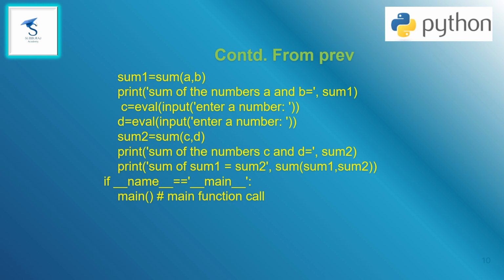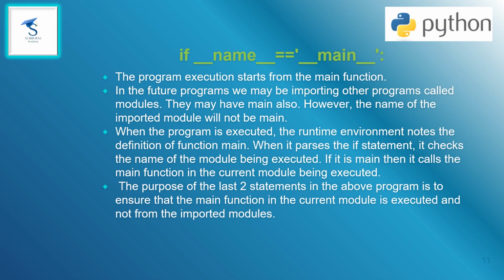If name is equal to main, this is another way of writing, the right way of writing. I'll explain the reason just now. The program execution starts from the main function. In the future, a program may be importing other programs called modules. They also may have main. However, the name of the imported modules will not be main. What we want is to start execution from the main function of this module.